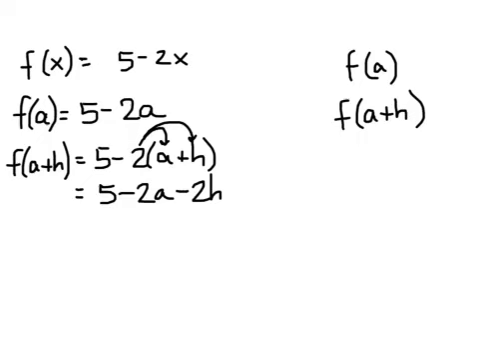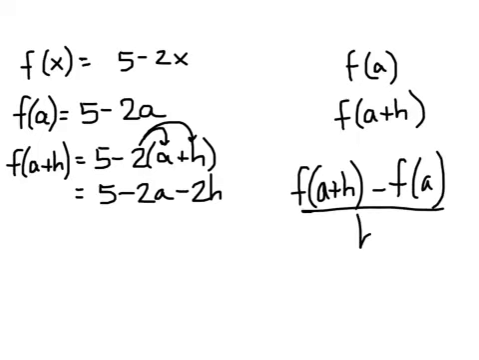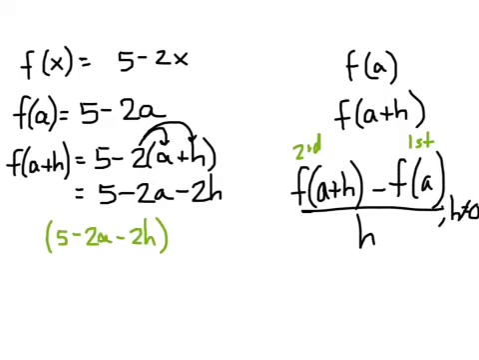Now the next part might look a little confusing, but what they're going to say is find f of a plus h minus f of a, divided by h, given that h is not equal to 0. And the reason why they just put that on there is just so that you know, hey, we can't divide by 0. Now that problem looks really complicated, but what it's asking you to do is take the second answer minus the first answer and then divide it by h. So the second answer, 5 minus 2a minus 2h, minus the first answer, 5 minus 2a, all divided by h.